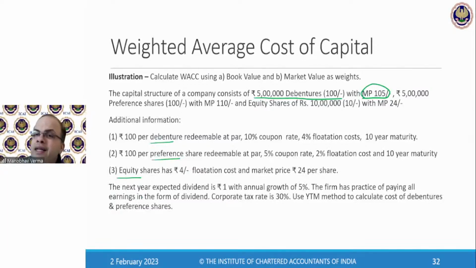Mind you, the next year expected dividend is ₹1. They're already giving you D1, I guess, with annual growth of 5%. Firm has a practice of paying all earnings in the form of dividend. That's interesting. Guys, what does this line indicate? Firm has practice of paying all the earnings in the form of dividend. I think we would like to all go for an investment in such a company, right? I think that means there are no retained earnings.